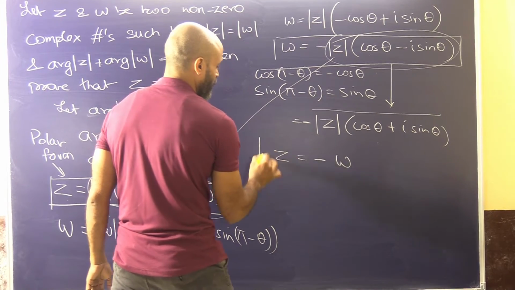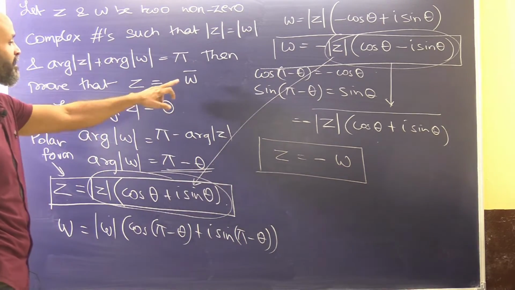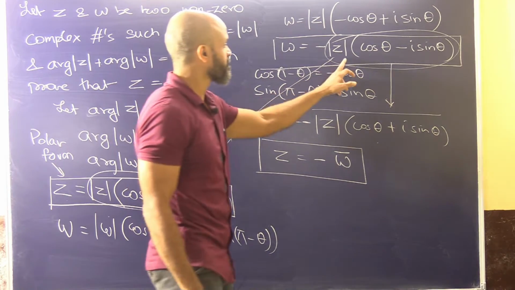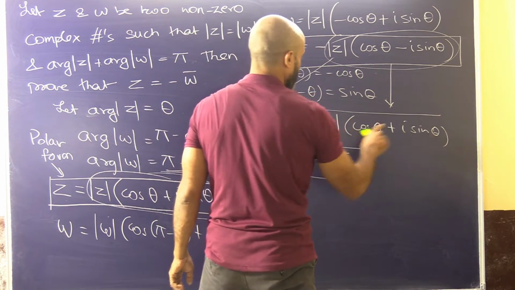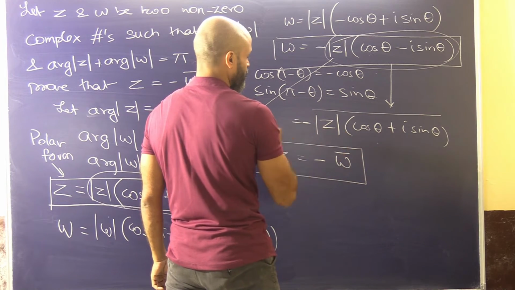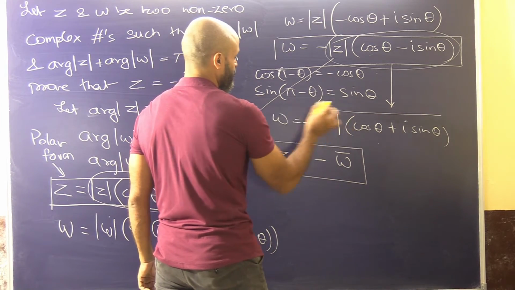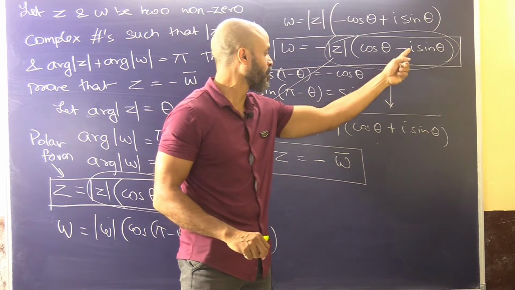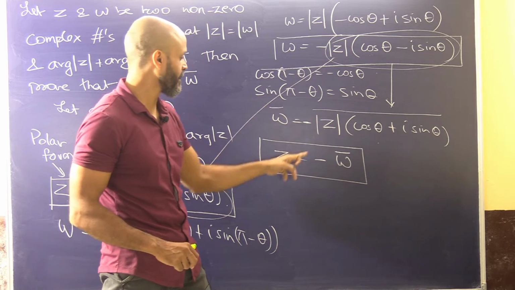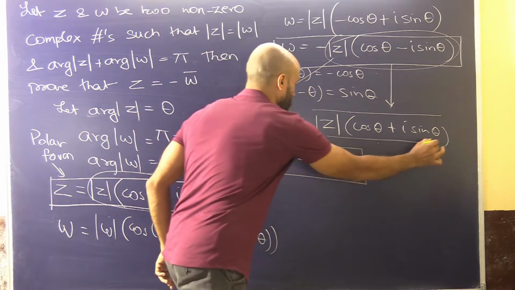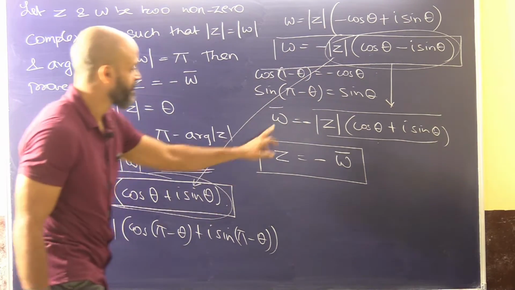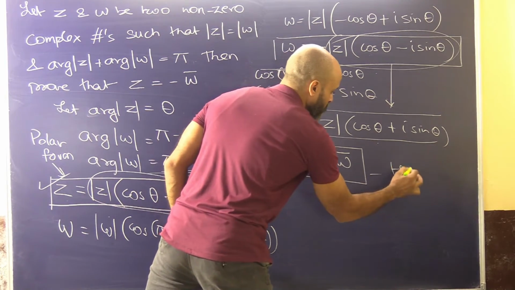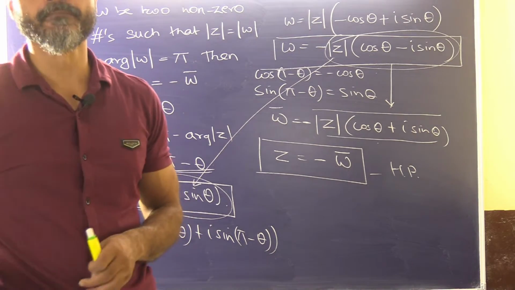So w will be equal to minus of z conjugate. Oh, sorry, z will be equal to minus of w conjugate. Because if I put the conjugate here, conjugate of this will be equal to conjugate of this. If I put the conjugate, w is equal to minus mod z cos theta, the conjugate of this will be this, so w conjugate. So if you look into this, this is nothing but z itself, so z is equal to minus conjugate of w, hence proved. Okay, pretty easy and short sum.